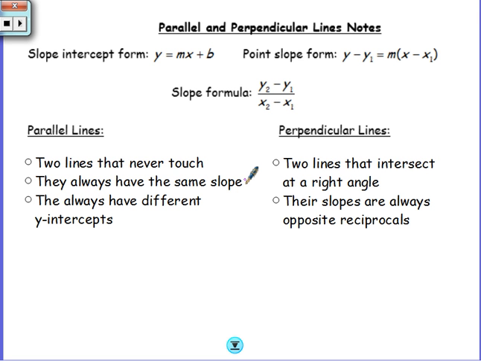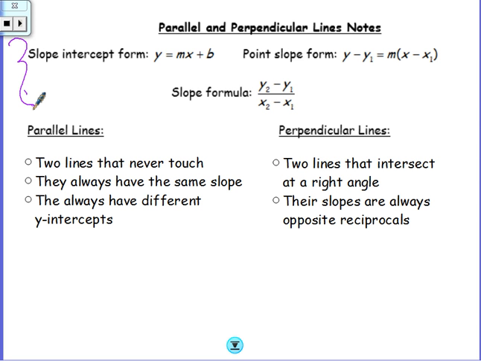And Miss Hannah. And today we're going to talk about parallel and perpendicular lines. So at the top of your paper, you have three formulas that you'll need. You'll need your slope-intercept form, point-slope form, and your slope formula.